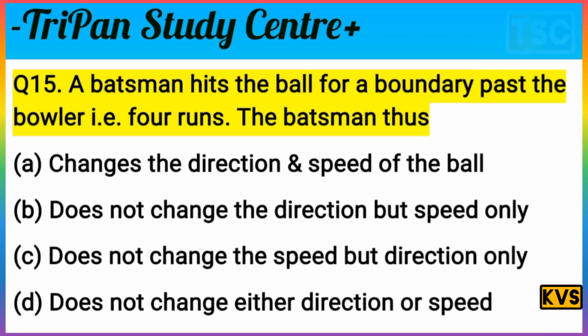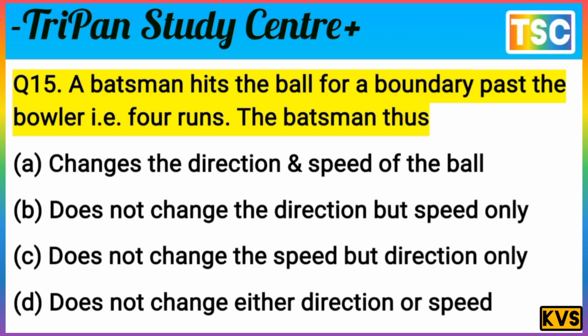Option A is correct: change the direction and speed of the ball. The batsman uses option A, changing the direction and speed of the ball. There is a 4 run here. Okay, option A is correct for this question. Let's see the next question here.